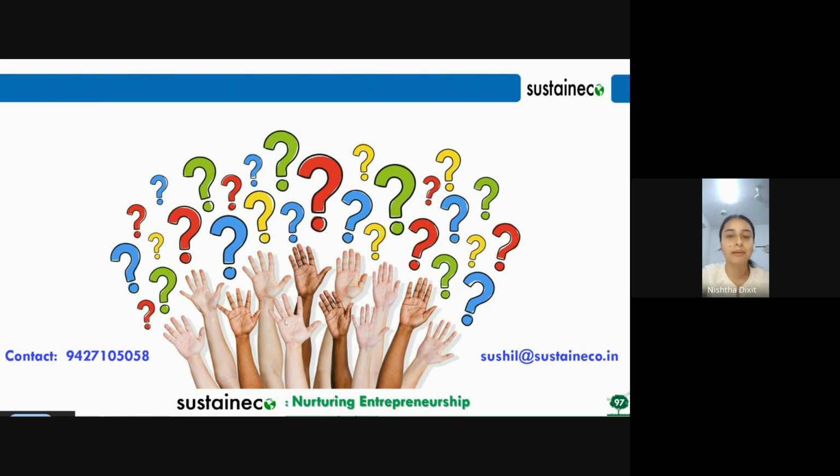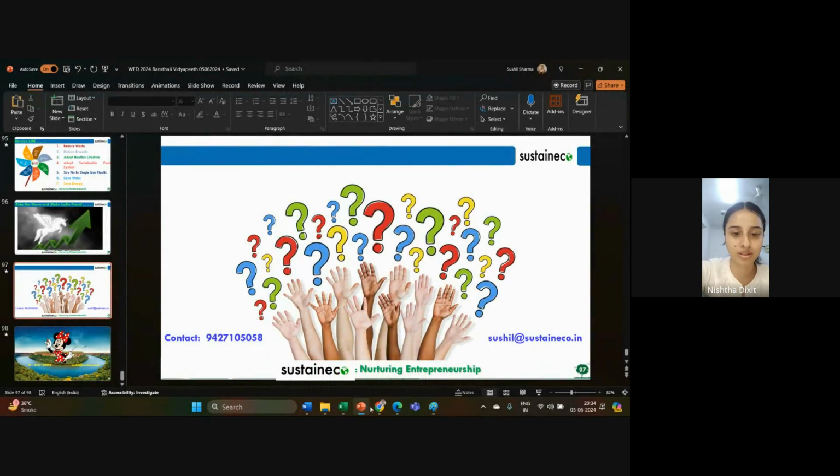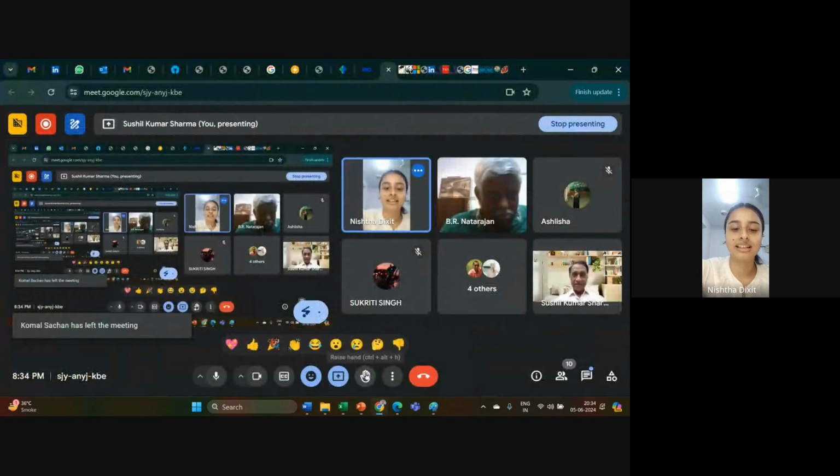On behalf of the Department of Chemical Engineering, Banasthali Vidyapith, I extend my heartfelt gratitude to Mr. Sushil Kumar Sharma, founder and CEO of Sustaineco, former General Manager of Corporate Sustainable Development at NTPC. Sir has brought invaluable insights and expertise to today's talk, where we celebrated World Environment Day, which focused on land restoration, halting desertification, and building drought resilience under the slogan Our Land, Our Future. We are Generation Restoration. Thank you so much, sir, for connecting. It was really great to have you.